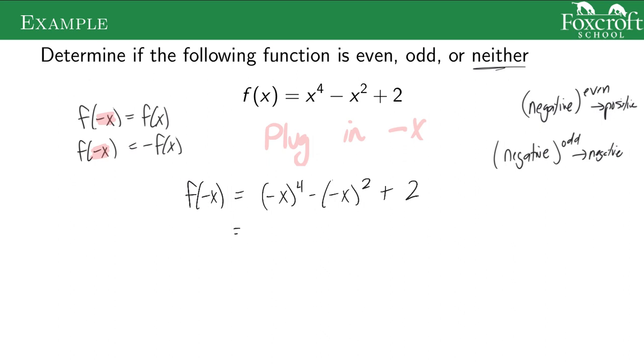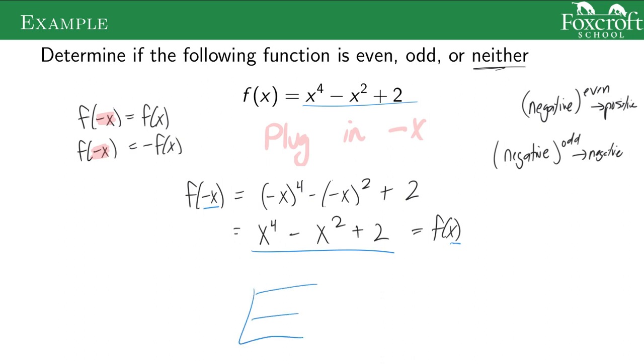So negative x to the fourth is the same as just positive x to the fourth. Negative x squared is the same as just positive x squared, because the negatives are going to pair up since it's even. And if you compare this to our original, they're the exact same. So even though we put in negative x, we get back the exact same thing, and that means this function is even.